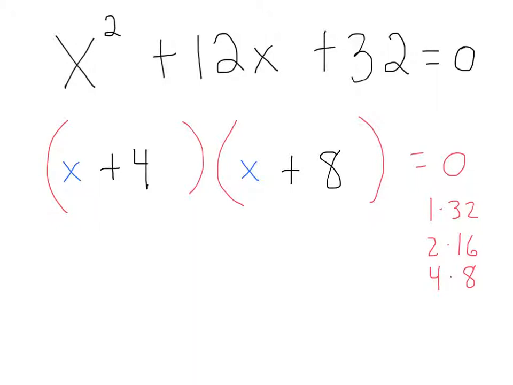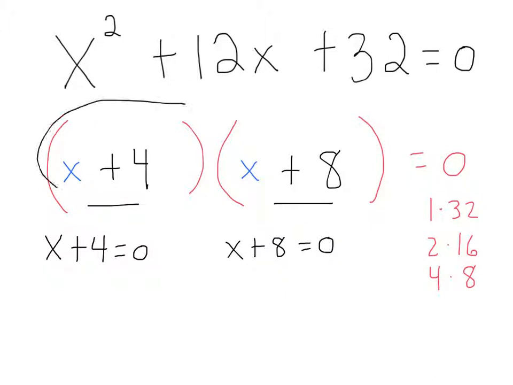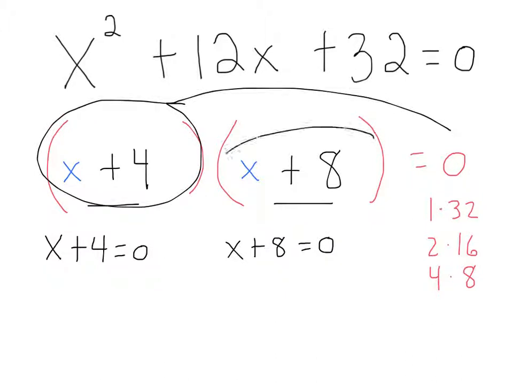And so now I'm not done, Avery. I factored it, but what haven't I done? I haven't set each one equal to 0. So I've got to take x plus 4 and set it equal to 0, and I've got to take x plus 8 and set it equal to 0. So I'm going to write x plus 4 equals 0, and x plus 8 equals 0. So I set this whole term equal to 0, and I set this whole term equal to 0, right?